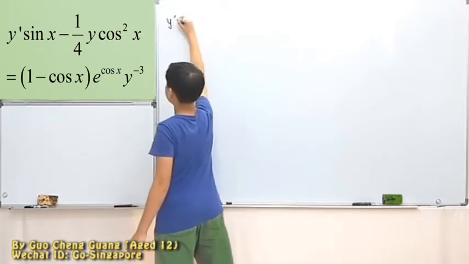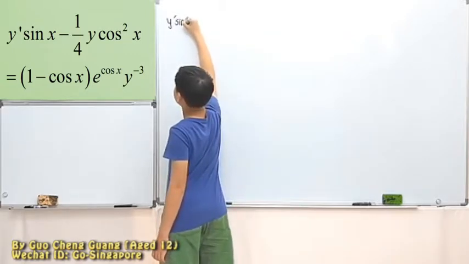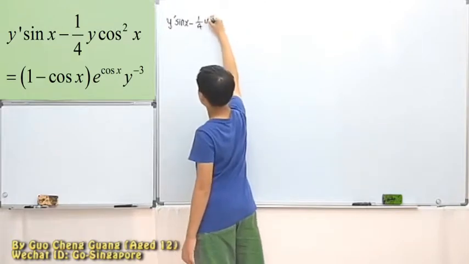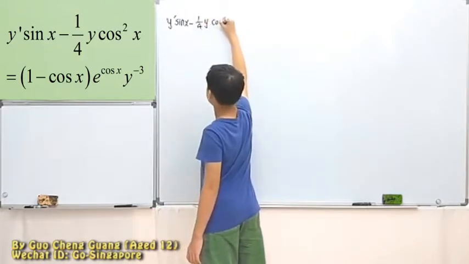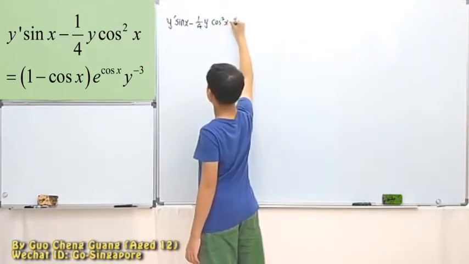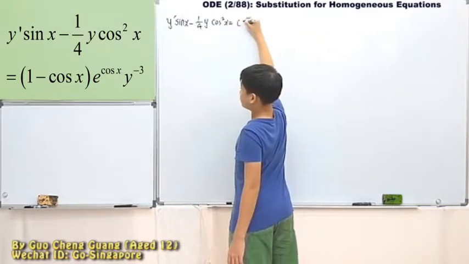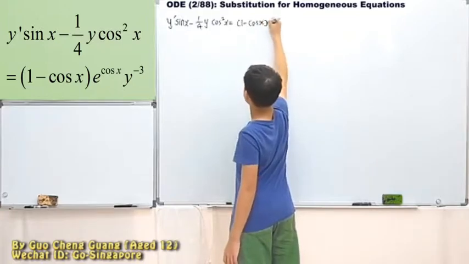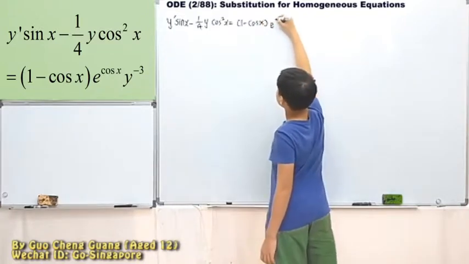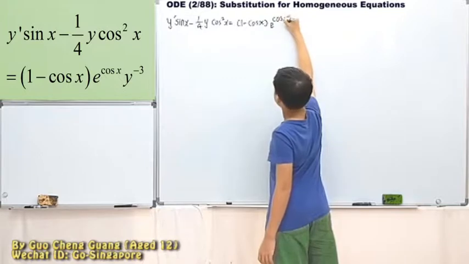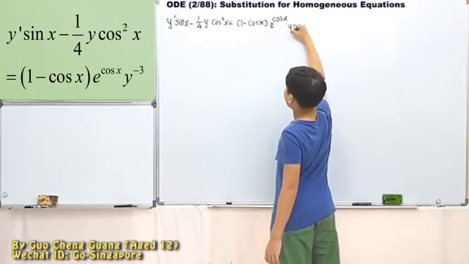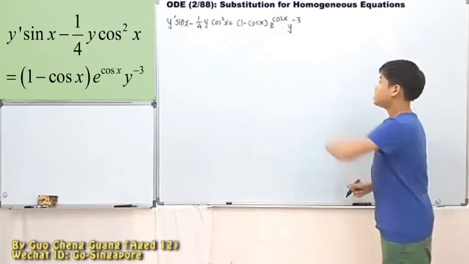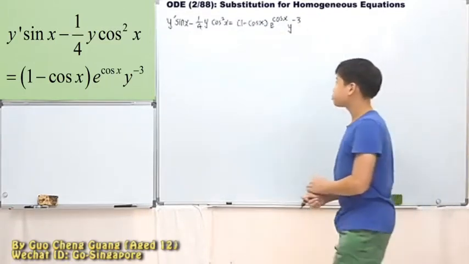y prime sine x minus 1 over 4 y cosine square x, and this is 1 minus cosine x, then e to the power of cosine x, then y to the power of negative 3. This is the example this time.